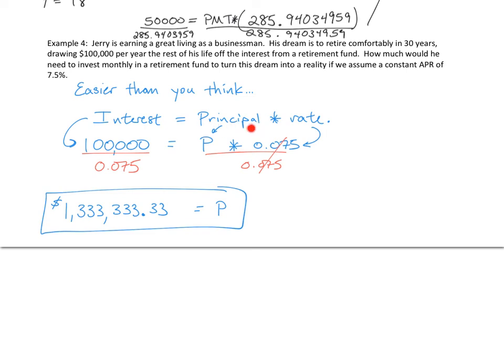So if we know how much is in the retirement fund, we can just multiply it by the rate and get 100,000. Well, we don't know how much is in the retirement fund. That's what we're trying to figure out. So instead, we have to substitute the number 100,000 in for the interest. We have to substitute P for the principal because we don't know, and we have to substitute 0.075 as the rate. And then we can divide by the interest rate here to show that the principal would have to be $1,333,333.33.